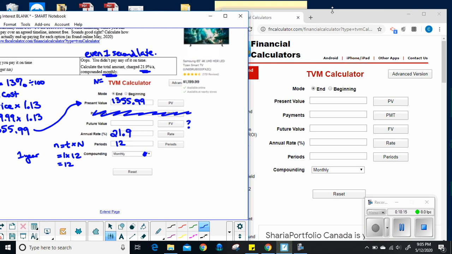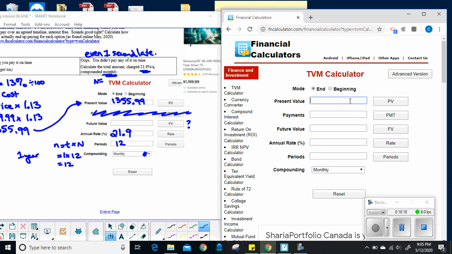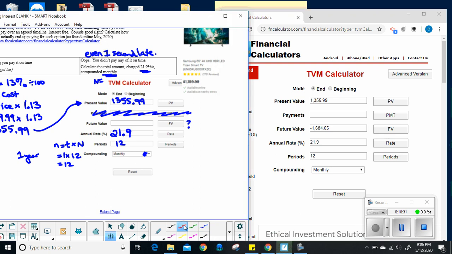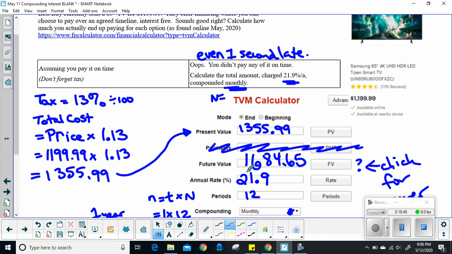Okay, so here's my online calculator. Let's type it in. We've got 1355.99. Interest rate is 21.9. Periods is 12. And we click on future value, and look at that. Now we've got our answer. Pretty cool, eh? So our future value is $1,684.65. So that's a lot more money. If we were just like 1 second late, we now have to pay an extra $330 in interest. That's a lot of money.